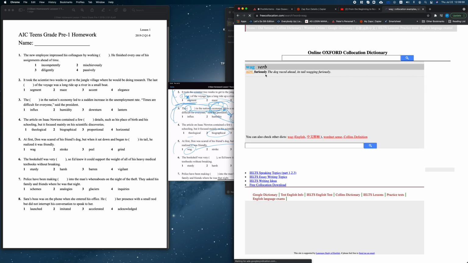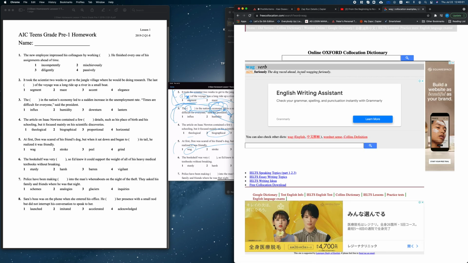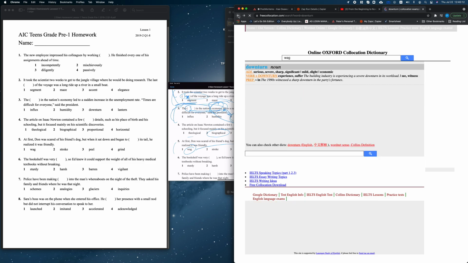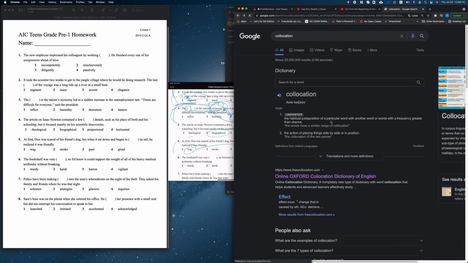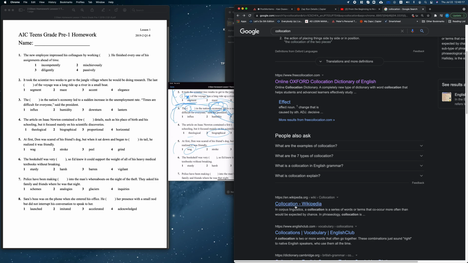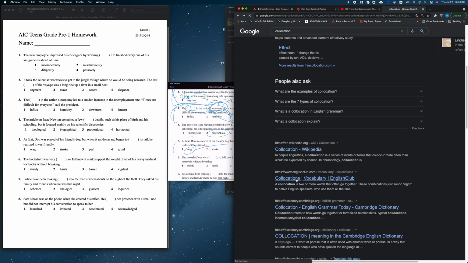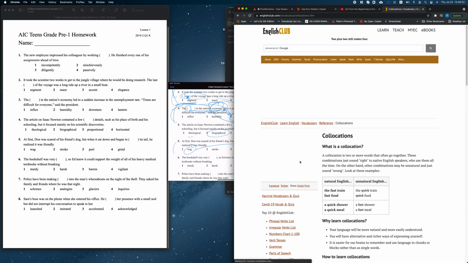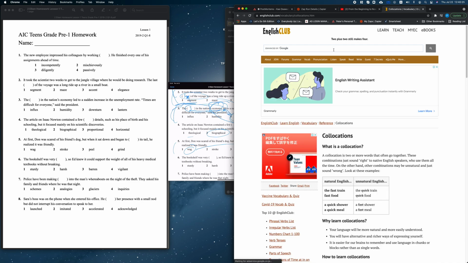All right, furiously. The dog raced ahead, its tail wagging furiously. Really? Wag furiously? I didn't know that one. I'm not crazy about this particular collocation dictionary. It doesn't seem to be picking up everything. But that's fine because there are lots of collocation dictionaries. For those of you that have MA TESOLs, you may recall that teaching by collocations was a big fad for a while. I'm not a big fan of it as an exclusive approach to teaching grammar, but it's a concept that's important.